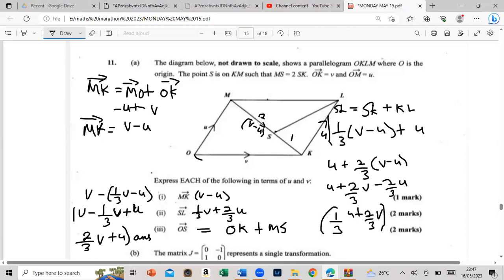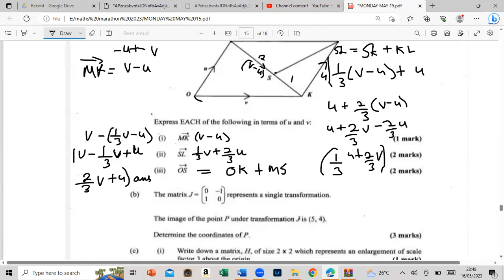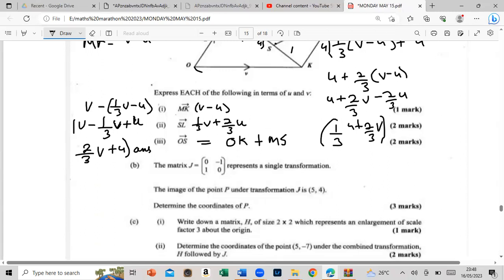But let's go on further now. Let's say the matrix 0, negative 1, 1, 0 represents a single transformation. The image of the point P under the translation is given. I think I did this on the earlier one. Determine the coordinates of P.